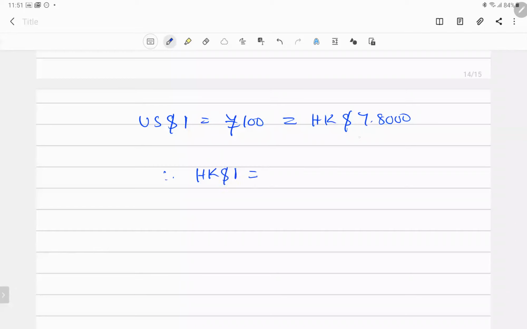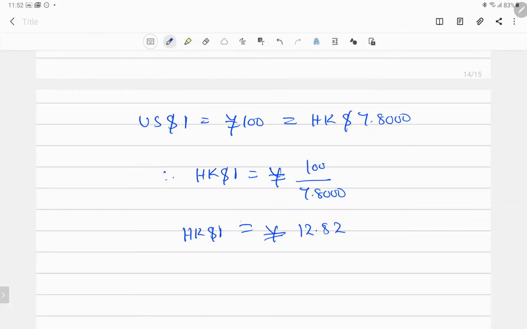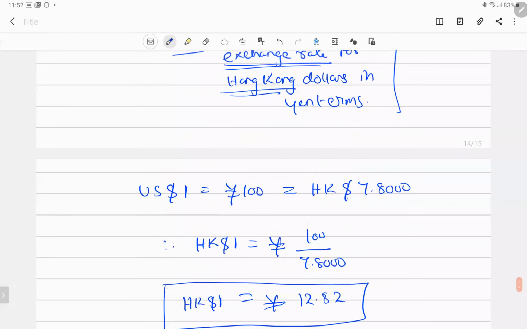Therefore we can derive one Hong Kong dollar. Since we require yen, put the Hong Kong dollar amount in the denominator. So yen equals 100 divided by 7.8000. How much do we get? 12.820, so put it as 12.82. So for one Hong Kong dollar, we are getting 12.82 yen. This is one example.